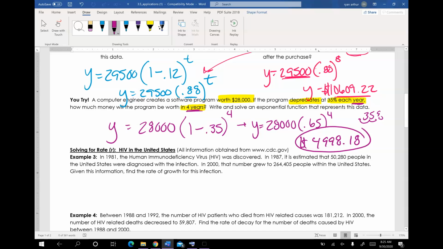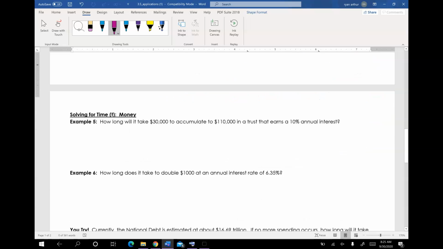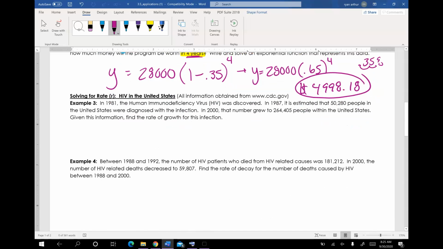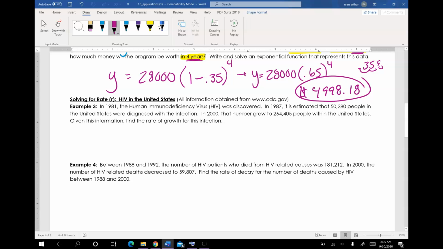We're going to do the rest of these. Okay. So in 1981, the human, and we're just going to say HIV was discovered, okay? That's what y'all know it as. In 1987, it's estimated that 50,280 people in the United States were diagnosed with the infection. In 2000, that number grew. You hear that word grew? That means it's going to be a growth problem, okay? It grew to 264,405 people within the United States. Given this information, find the rate of growth for the infection.